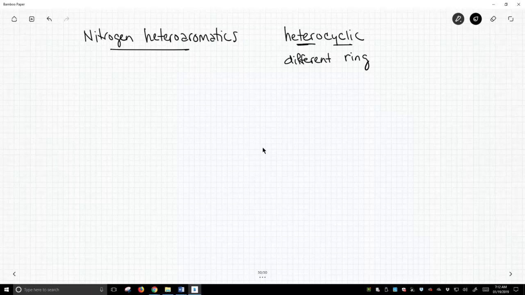We're specifically going to focus on the left here, nitrogen heterocycles. So heterocycles that contain nitrogen, and furthermore, these aren't just any ring. These are all going to be aromatic rings. So let's see some examples of nitrogen heteroaromatics. These are all going to be rings that are aromatic. So here's one. Here's pyridine.